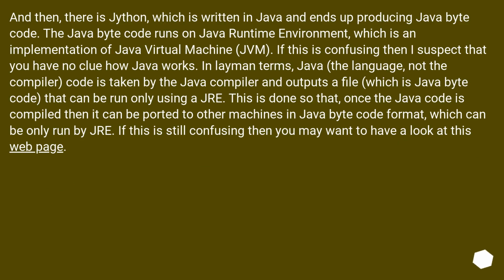And then, there is Jython, which is written in Java and ends up producing Java bytecode. The Java bytecode runs on the Java Runtime Environment, which is an implementation of the Java Virtual Machine, JVM. If this is confusing, then I suspect that you have no clue how Java works. In layman terms, Java, the language, not the compiler, code is taken by the Java compiler and outputs a file, which is Java bytecode, that can be run only using a JRE. This is done so that, once the Java code is compiled, then it can be ported to other machines in Java bytecode format, which can be only run by JRE. If this is still confusing, then you may want to have a look at this web page.